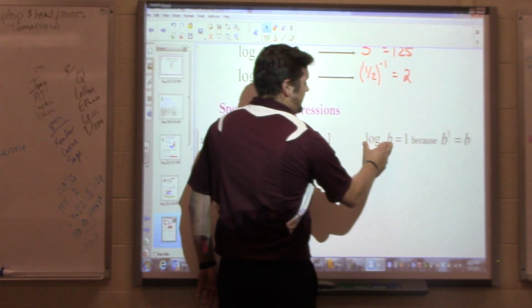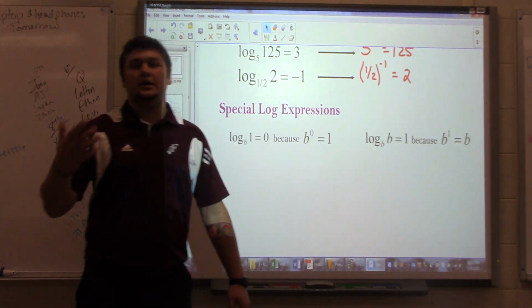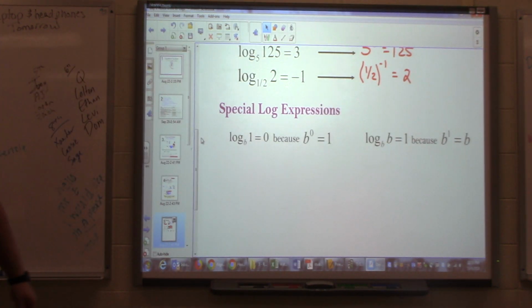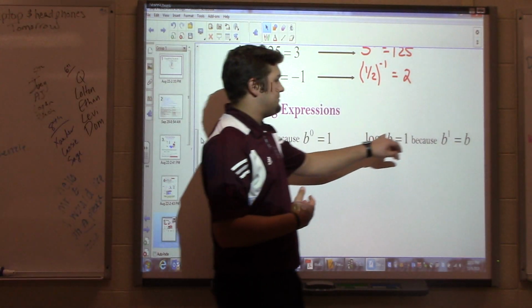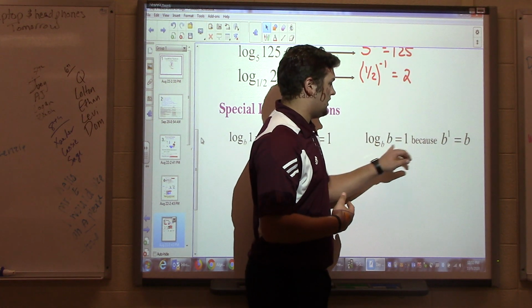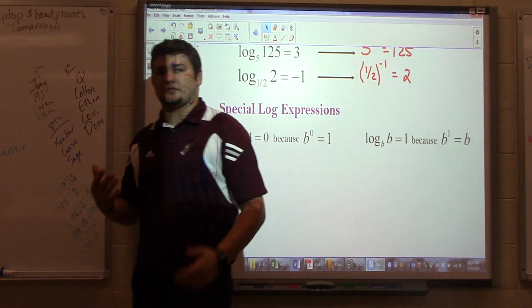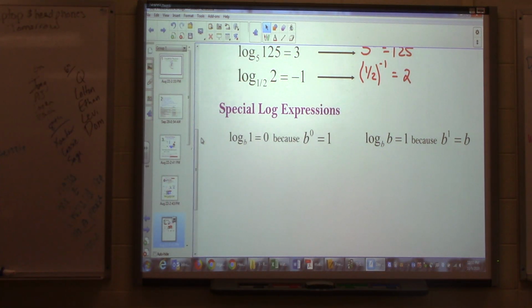Log base b of b is always equal to 1, because if I change it to exponential, the base of my log to the first power will always equal my base. Okay? Just a couple special logs.